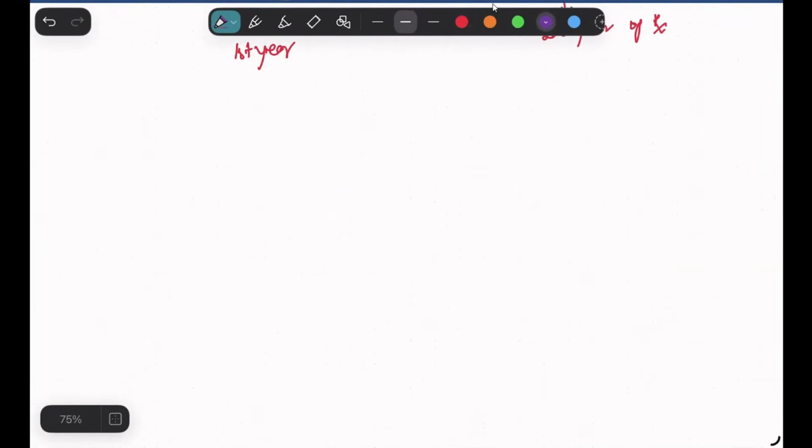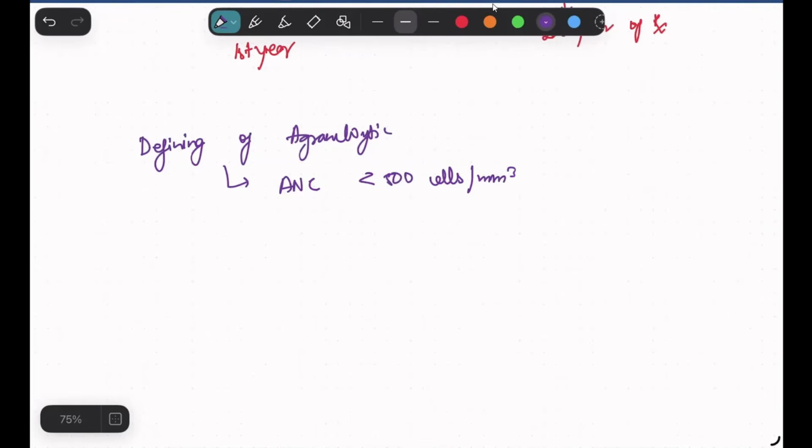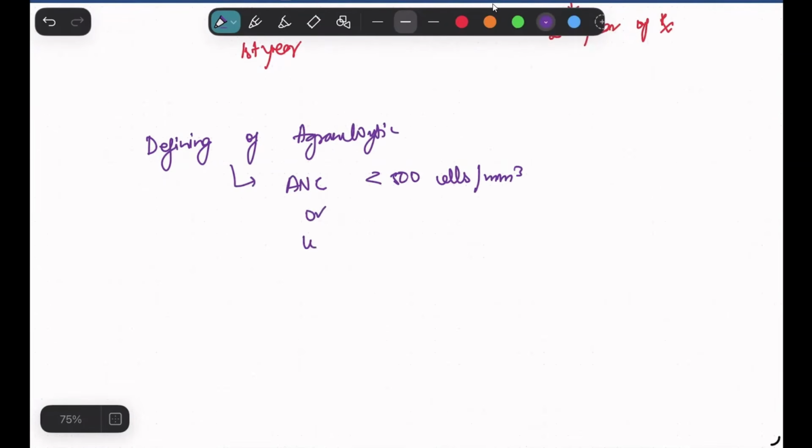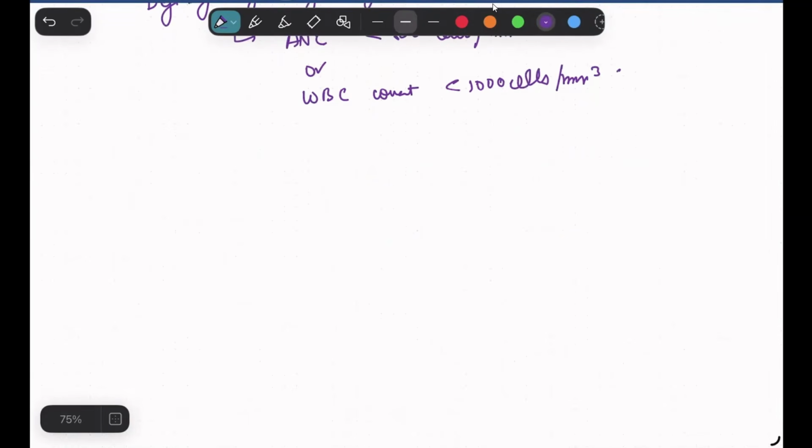Now you must be asking, sir, what is the definition of agranulocytosis? I forgot to tell you earlier. The definition of agranulocytosis is ANC less than 500 cells per cubic millimeter, or WBC count less than 1000 cells per cubic millimeter. So what are the risk factors for agranulocytosis? This is very important to remember.